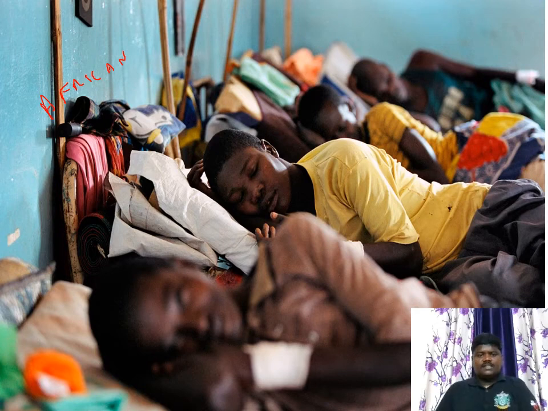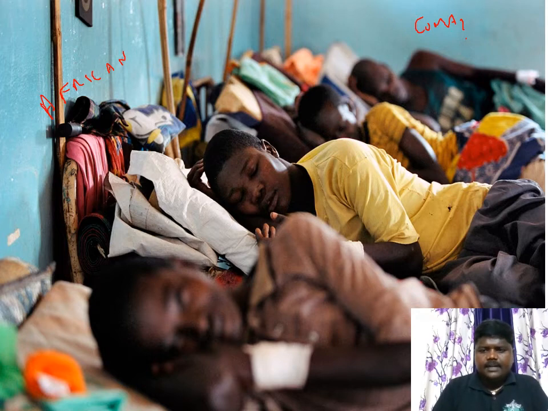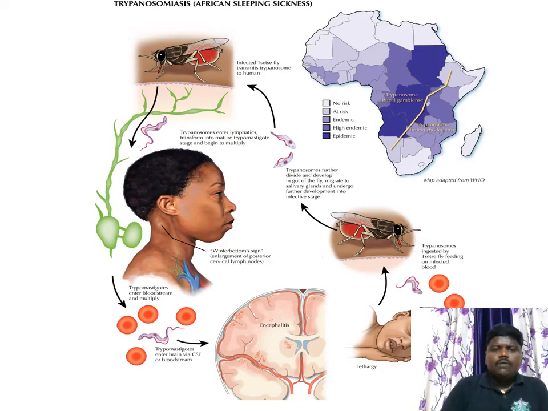What's the problem over there? Is it similar to coma? No. However, sleeping is not a good sign, right? Because the sleeping over here occurs due to the presence of this pathogen, a protozoan called Trypanosoma. This Trypanosoma is carried by the tsetse fly. What happens is our brain gets inflamed. Again, one important trick I'm going to teach you guys. The inflammation of the brain here is called encephalitis.